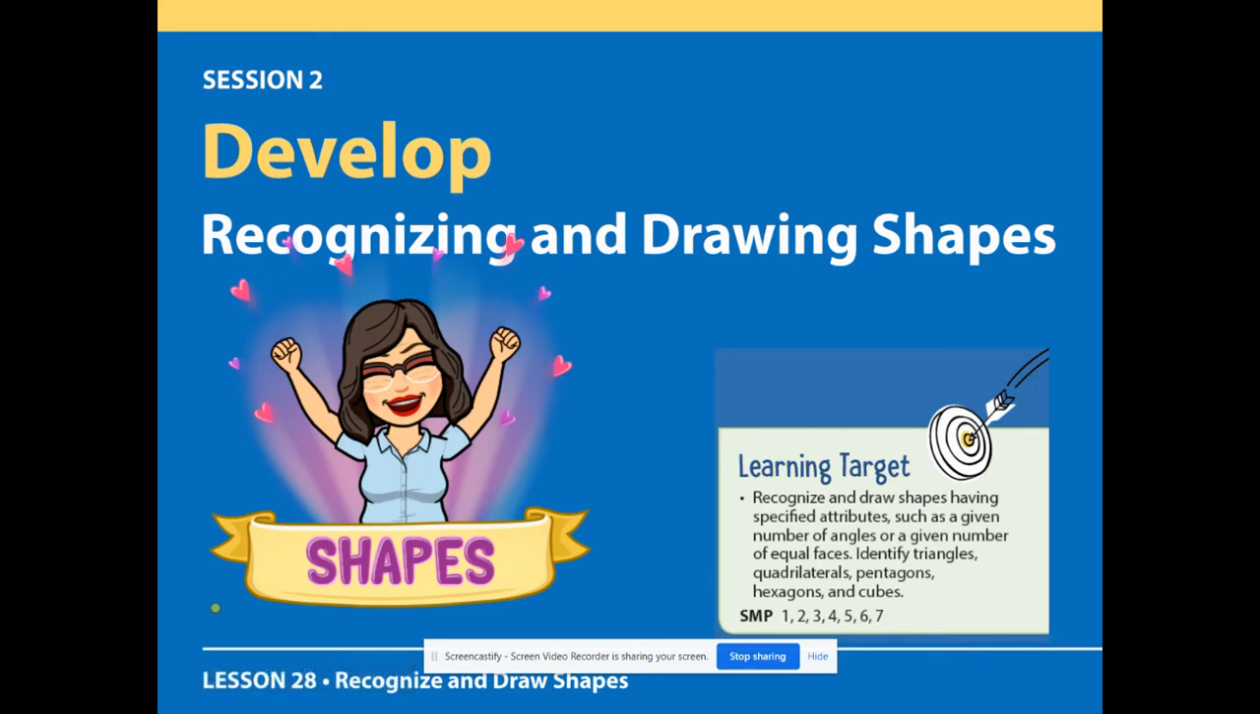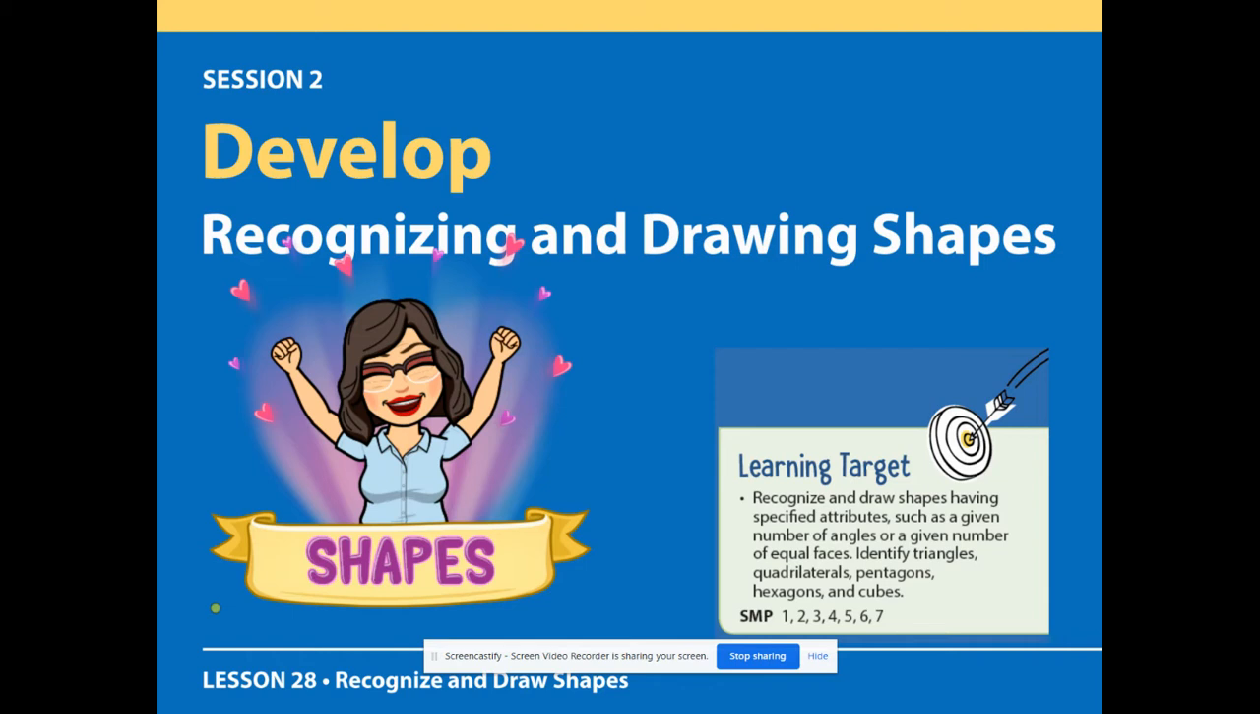And I want you to remember the word attributes. This is our focus. We're going to be focusing on what they look like. So describing the number of vertices, the number of sides, the number of angles that each shape has. And we're going to continue to identify different shapes. So we're going to be learning about pentagons and hexagons, and a fancy word that we used yesterday was quadrilaterals. So that's our focus for today.